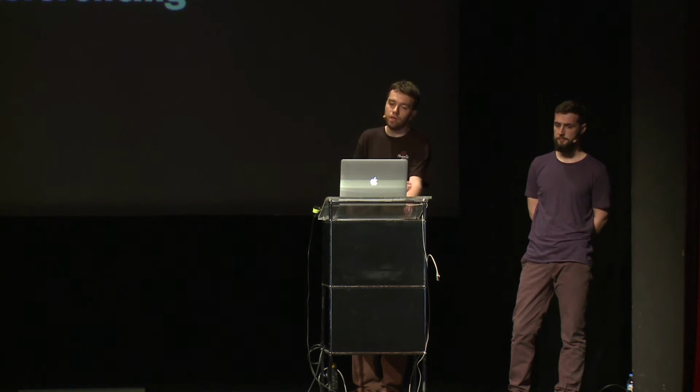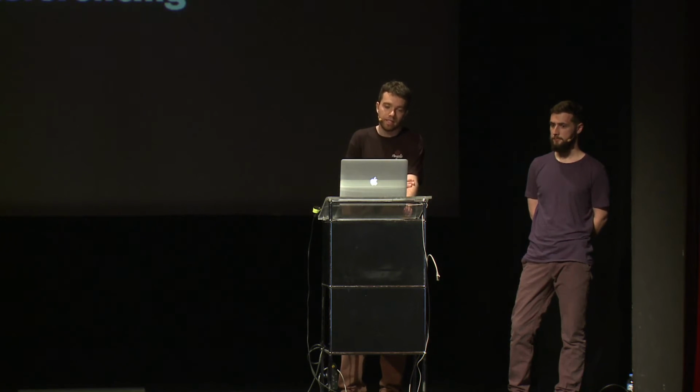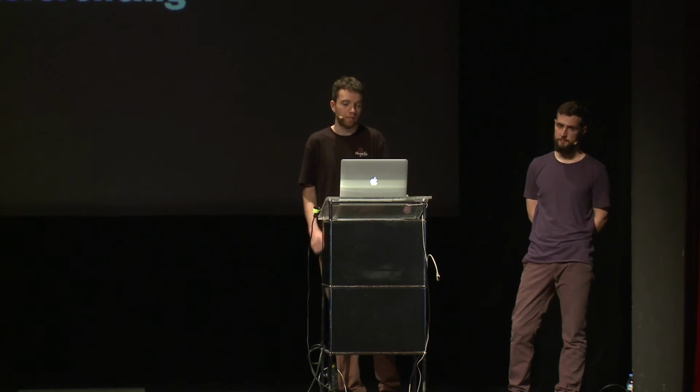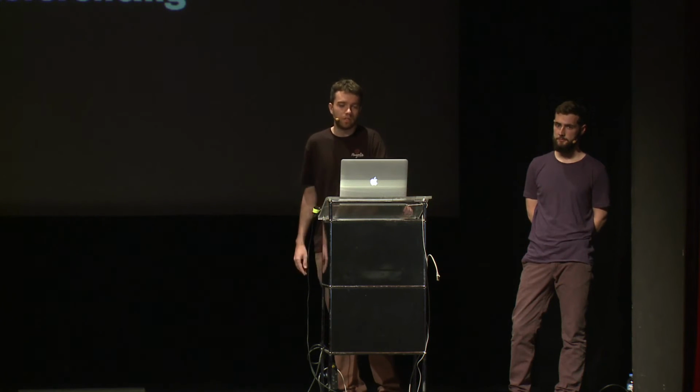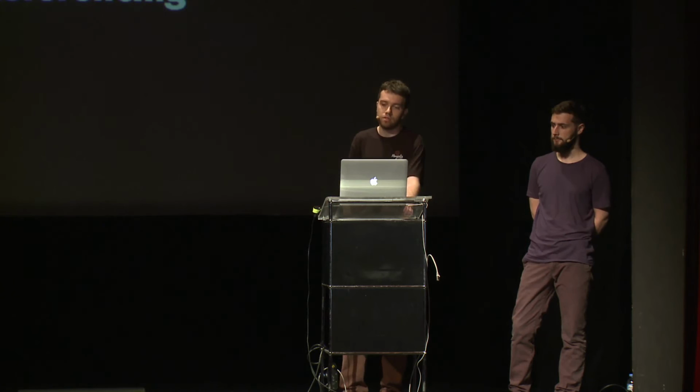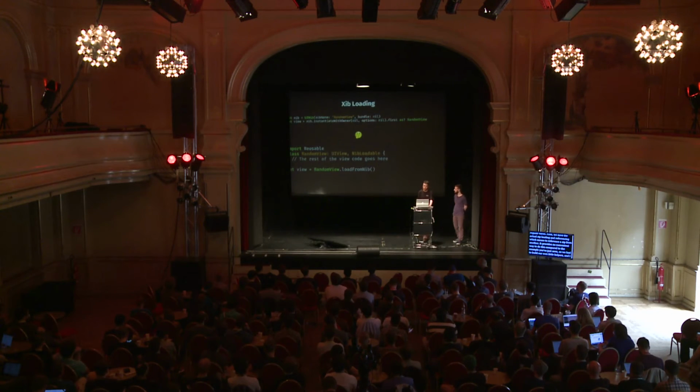There are 2 roadblocks we have when trying to reuse regular views. First, we have the actual xib loading, and second, we have xib referencing, which means referencing a xib from another xib. Apple provides no convenient way to do these, compared to the cell example you just saw. So we have to build our own little helpers, and I'll now give you some tips on how you can do this. Let's start with xib loading.